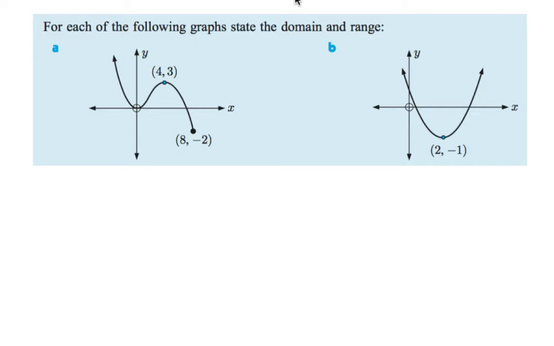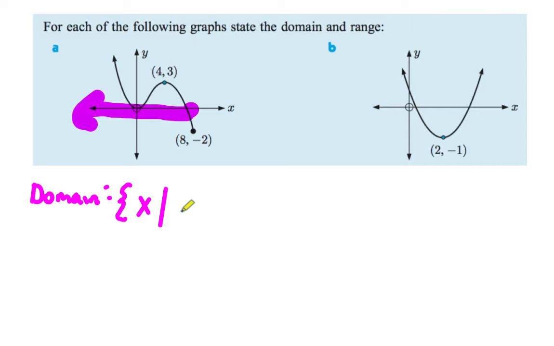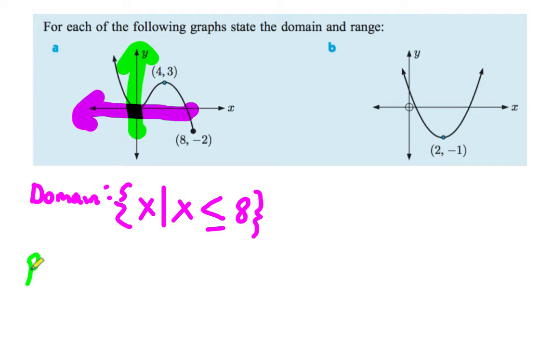Okay, example A, let's see if we can identify our domain. Our smallest x value is here at 8, largest x value is here at 8, but then that arrow means it continues on and on forever in the negative direction. So we would say our domain is x such that x is less than or equal to 8. Now looking at our y values, our smallest y value appears to be about -2, and then it goes up from there. So I'd say my range is y such that y is greater than or equal to -2.